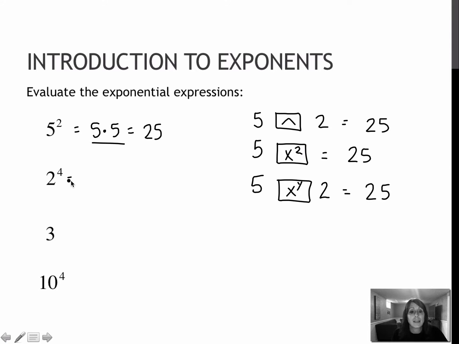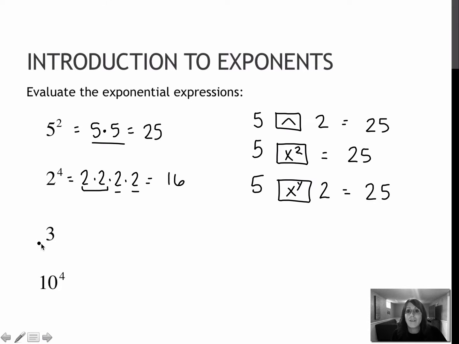For my second example, 2 to the 4th, again, if I wrote it out, it's simply saying 2 times itself 4 times. Now, if you're not using the button on your calculator, you would just take a couple at a time. So 2 times 2 is 4, and then 4 times 2 is 8, and then 8 times 2 is 16. Or you would use this button or this button in your calculator to find the solution of 16.